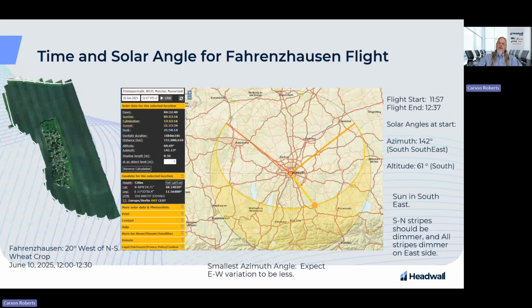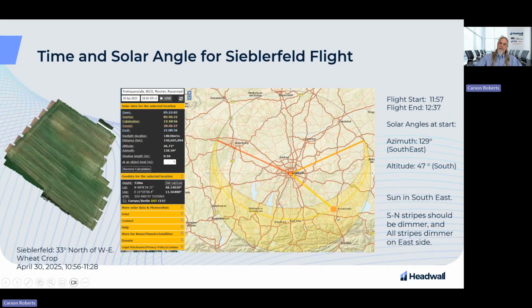So for this Fahrenhausen flight, the sun was in the south and the east. And it's also north-south, so I'd expect on this one for the east sides to be dimmer. For this flight in Sieblerfeld, again, the sun was even further in the east, and the south-north stripe should be dimmer, and all flights dimmer on the east side. As we'll talk about later, this flight was taken early in the year, and the crop was very young, and so the reflectance was really dominated by the ground. So we didn't really see much in this one.